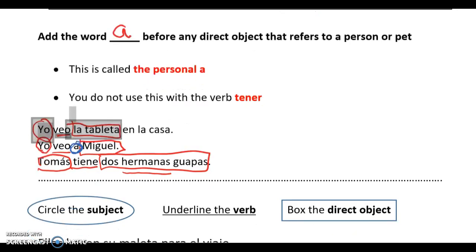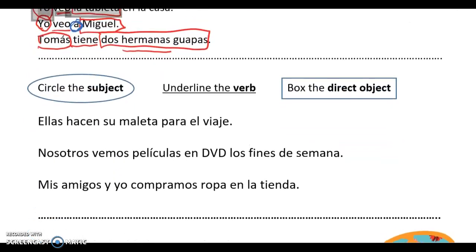All right, so let's try some together. Let's see how you do. So we're going to do what I just did. We're going to circle the subject, we're going to underline the verb, and we're going to put a box around the direct object. So, ellas hacen su maleta para el viaje. The girls pack their suitcase for the trip.